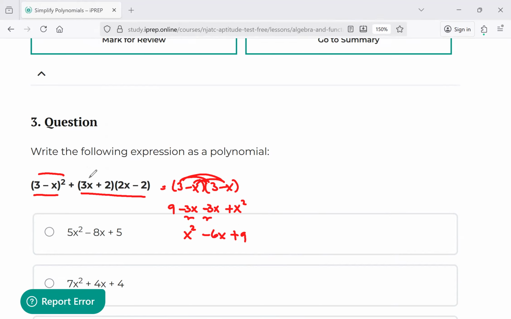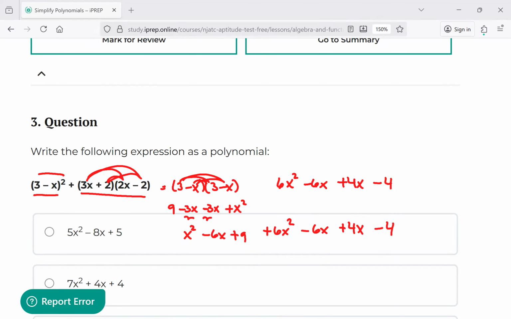Now let's do this part. Be careful, FOIL it out one at a time. What's 3x times 2x? 6x squared, right? You multiply the constants, and the powers add the exponents. What's 3x times negative 2? Negative 6x. What's 2 times 2x? 4x. And then what's 2 times negative 2? Negative 4. So it's going to be plus 6x squared minus 6x plus 4x minus 4.